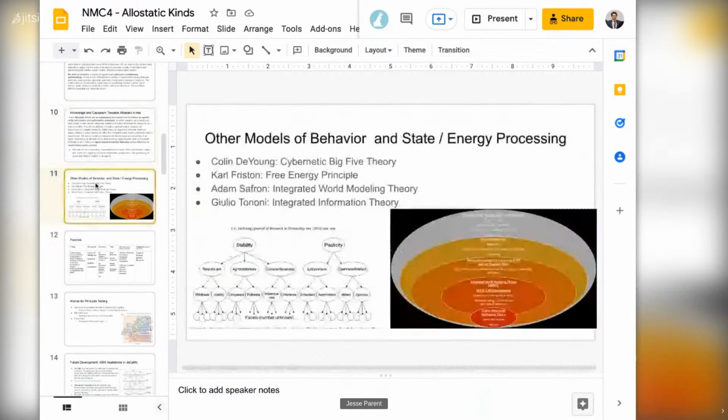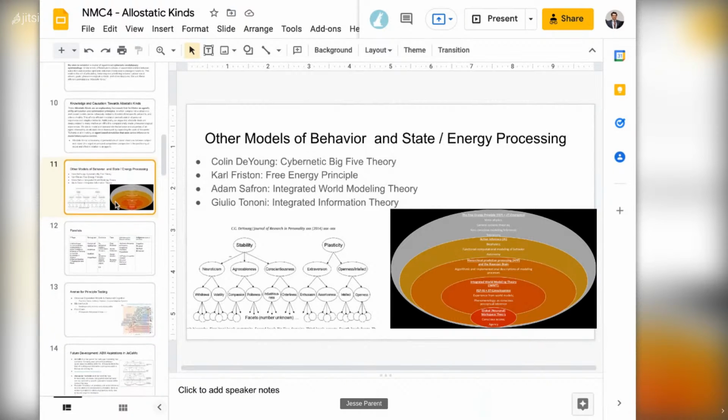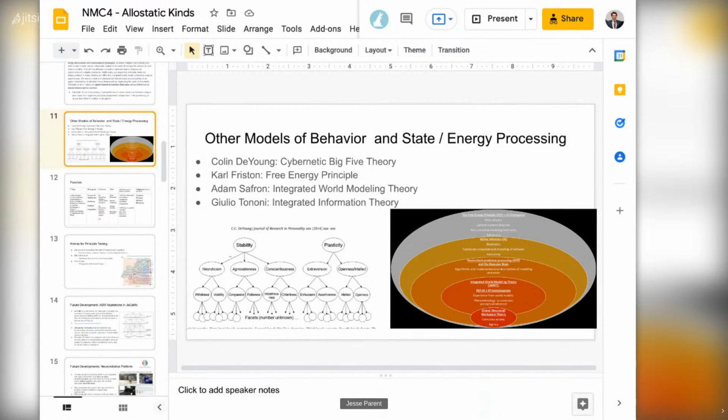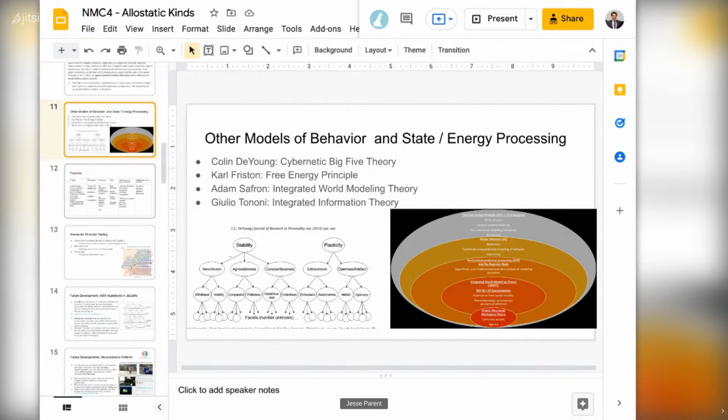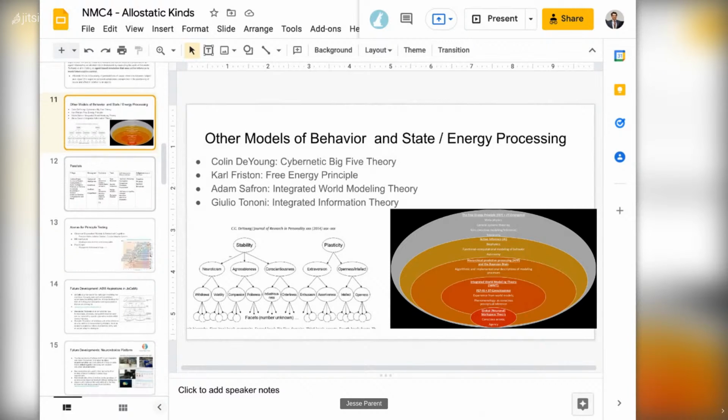And just to note some other inspirational models that we've been looking at or that inspire us: Cybernetics, of course, the free energy principle, Adam Safron's work on integrated world modeling theory, and Tononi's integrated information theory. There are a lot of really interesting theories in academia that have been fleshed out to do some of this, on the relationship between these different causal, allostatic, state-switching aspects of things.